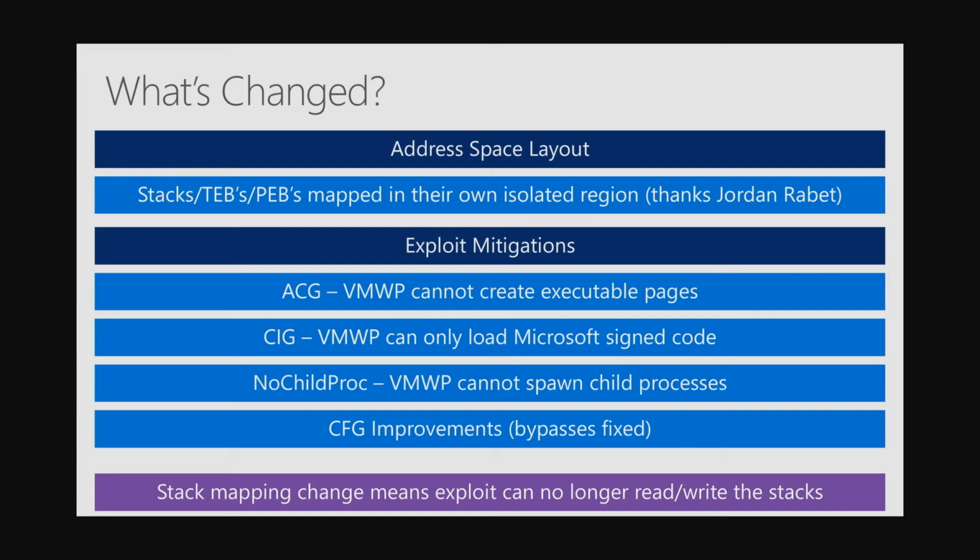And then we also have a number of control flow guard improvements that have been made. A lot of these were reported through the Hyper-V bounty, or sorry, not the Hyper-V bounty, but the mitigations bounty that we have. So we had done some work to harden CFG. But really the big thing here was that since stacks were no longer allocated near me, I was going to have to change a lot about how I exploited this bug.